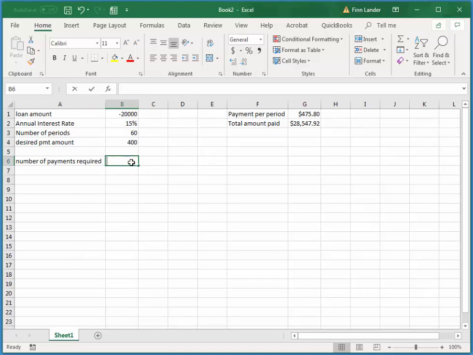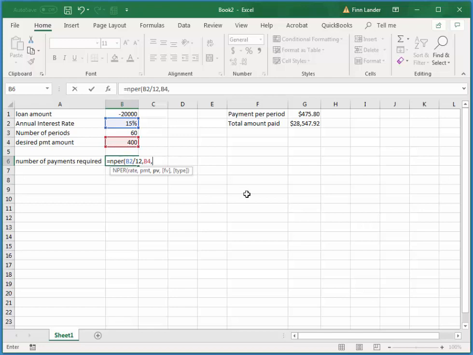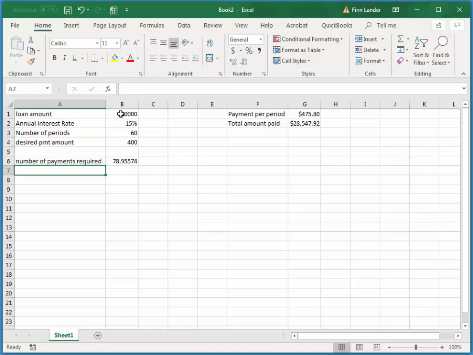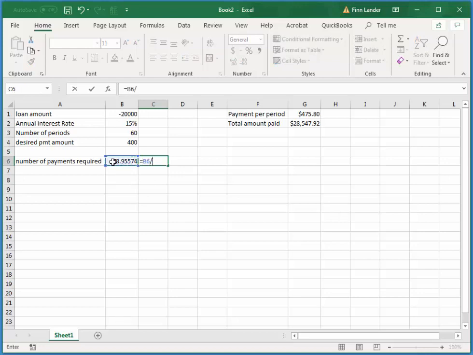That function is NPER, number of periods. That's what NPER stands for. So again, we get the rate, and again, it guides us through it. Once we get to this point, it's straightforward. Again, we have to divide that by 12. And then the payment amount, that's the payment amount there. And then present value. That's all we need. Close a bracket, press enter. So if we only have $400 to pay, we'll pay off this loan within 78 periods, which is, in years, 6.57 years.